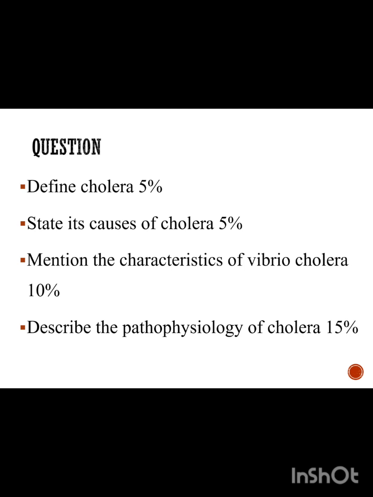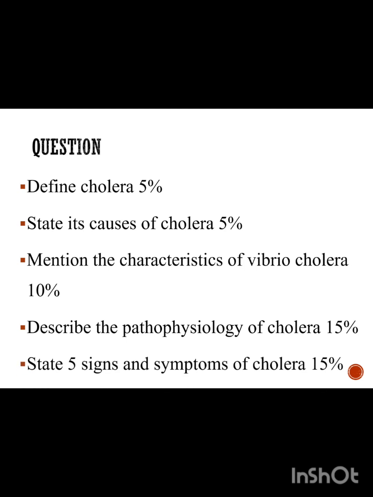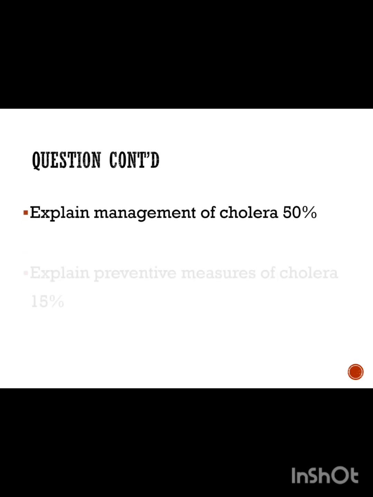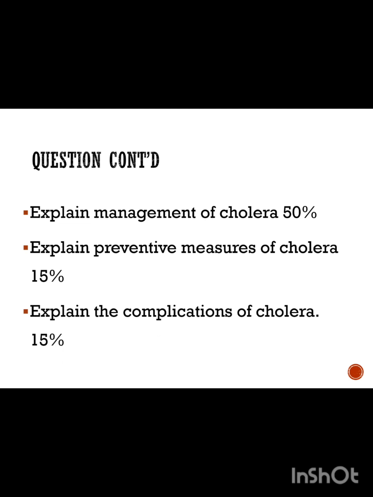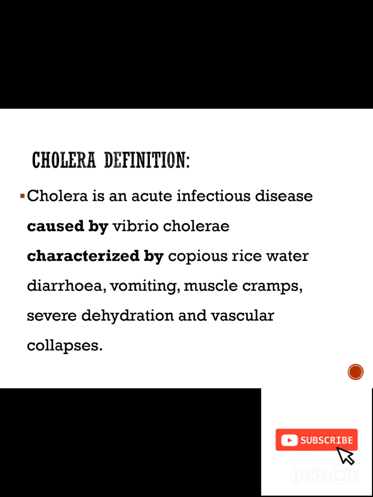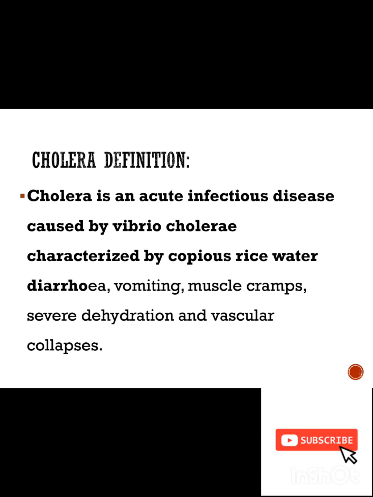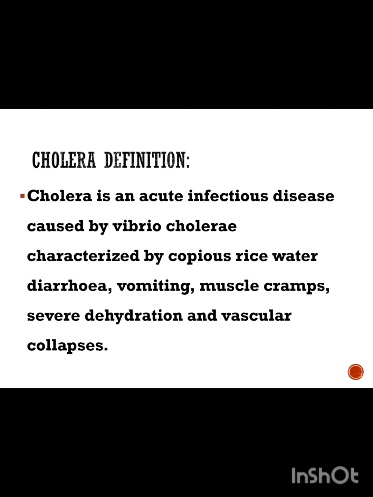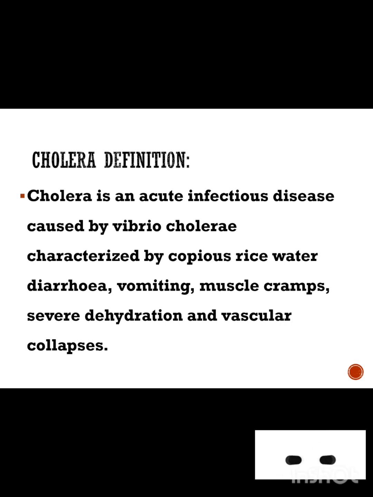Then other questions, we have state signs and symptoms of cholera. Then explain the management of cholera, the preventive measures, the complications. So we can dive in. Our definition: cholera is an acute infectious disease caused by Vibrio cholerae, characterized by copious rice water stool or diarrhea, vomiting, muscle cramps, severe dehydration, and vascular collapse. With this definition, you should be able to get 5 marks.